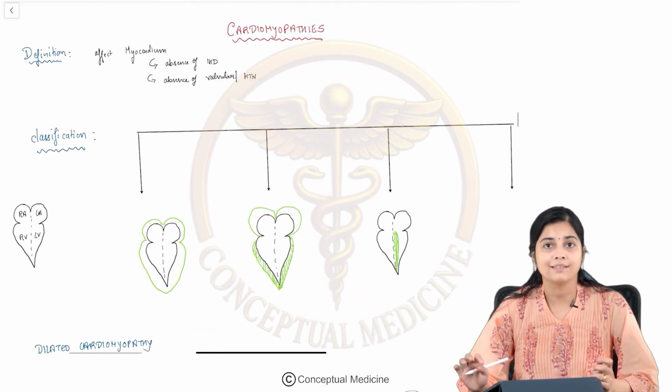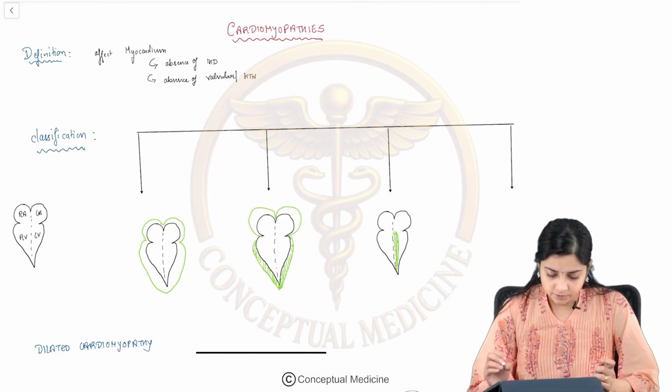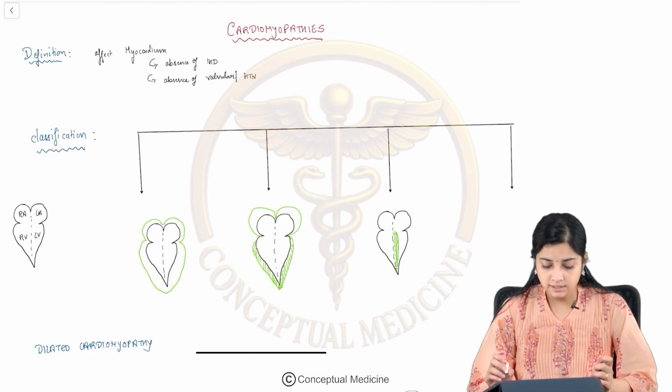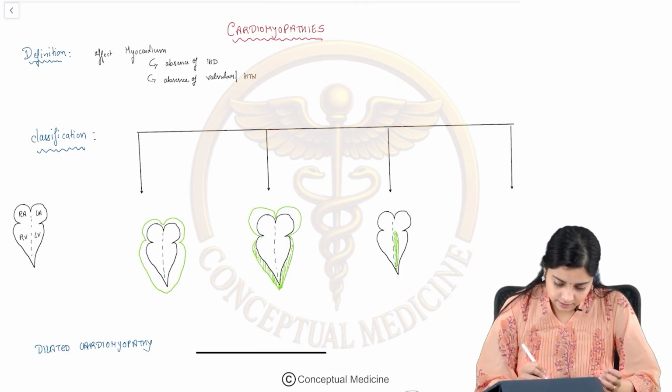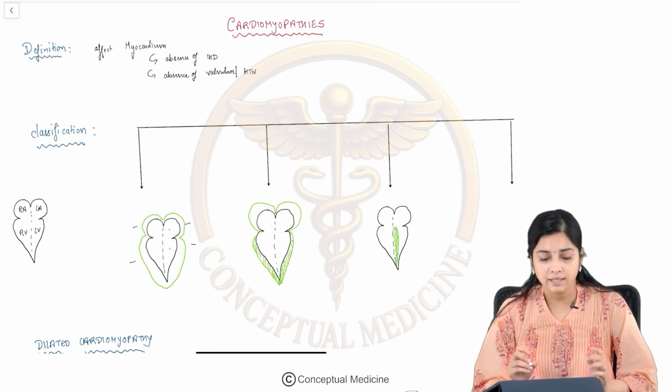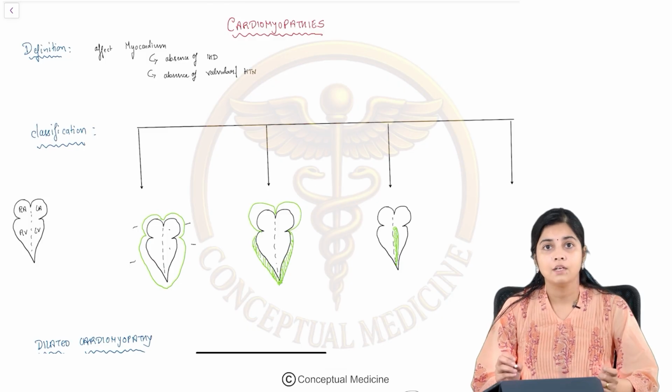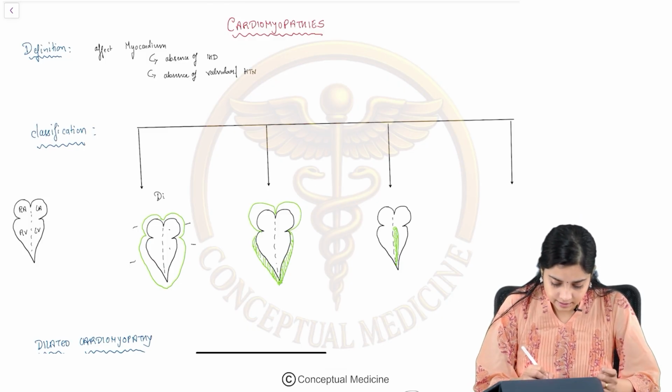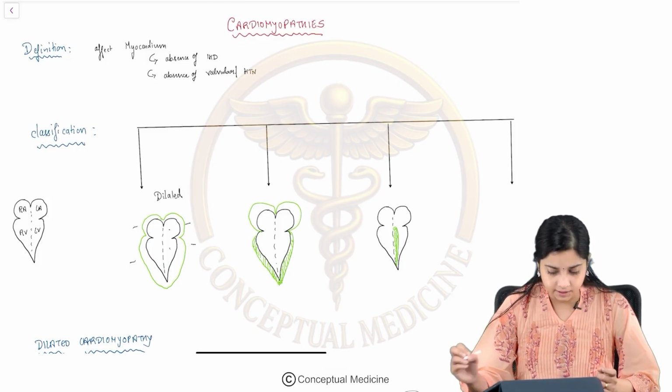Now let us look at the schematic diagram. The first type of cardiomyopathy is the dilated cardiomyopathy. You can see that all the chambers here are dilated: the RA, the RV, the LA and the LV. This form of cardiomyopathy is called dilated cardiomyopathy.